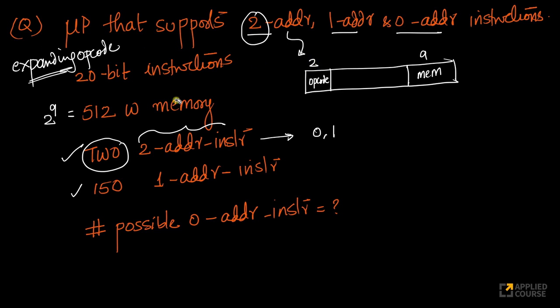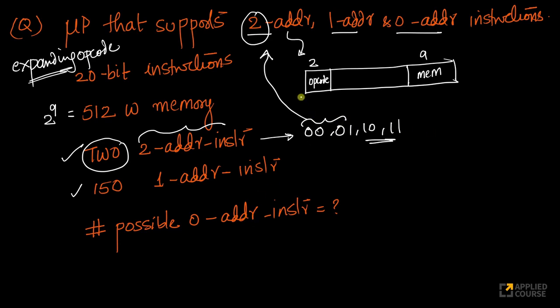If it is 2 bits, then what happens? I have 4 distinct values. Two of these values will be interpreted as 2 address instruction opcodes. The rest can be used for 1 address or 0 address, right? So very simple concept here, right?